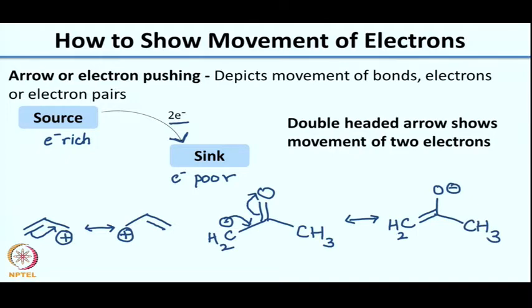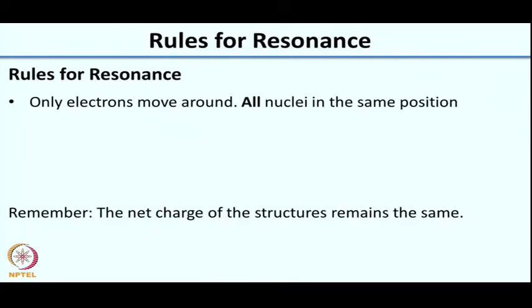Alright. So, you can try practicing this arrow pushing, picking up any examples from textbooks where they show you multiple resonance structures. Just remember that there are some rules that you need to remember. Only electrons move around when you look at the Lewis structures. The nuclei have to be in the same position.